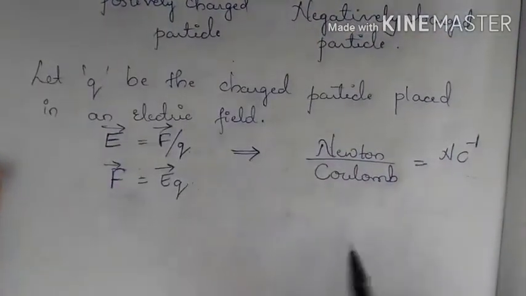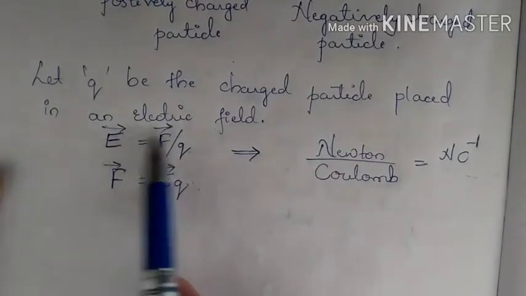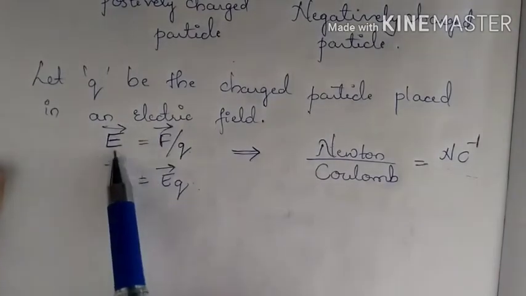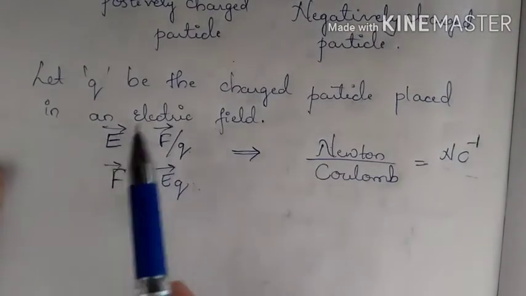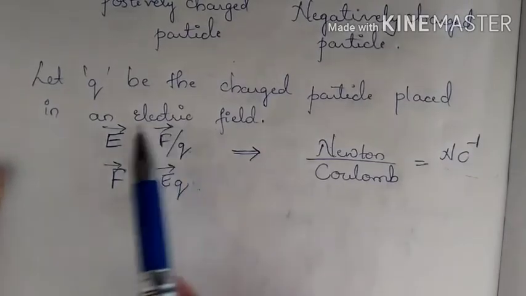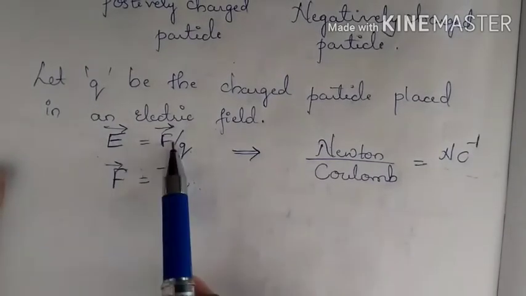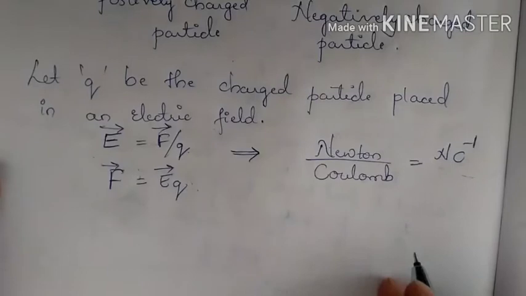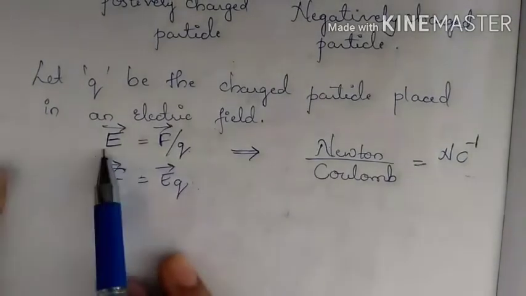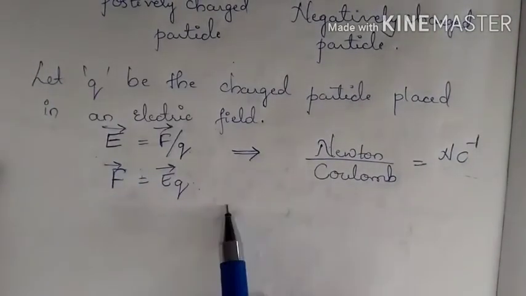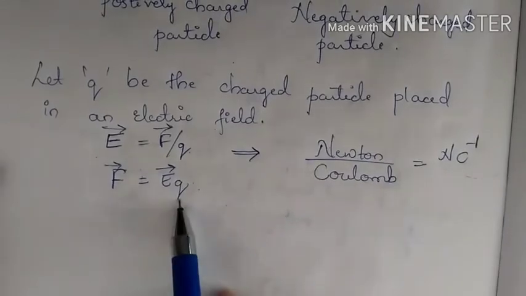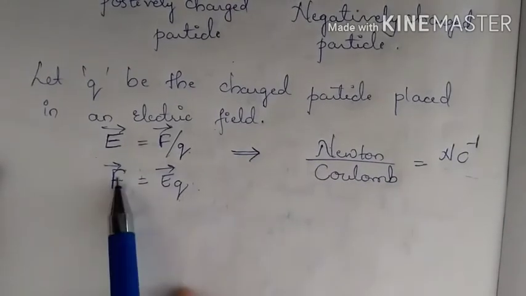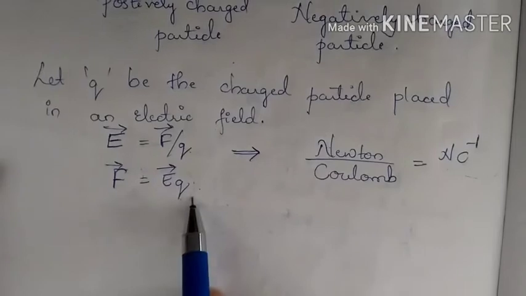a vector quantity. So we should write the arrow mark on top of the vector quantities. So here I have written the arrow mark on electric field and the force. So now force experienced by that charged particle in electric field can be written as F is equal to EQ, or F can also be written as QE.